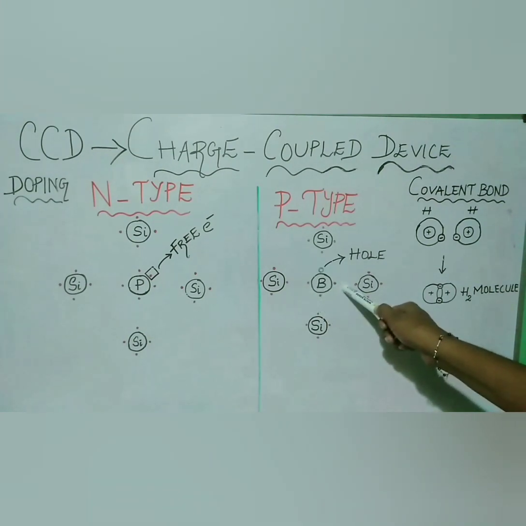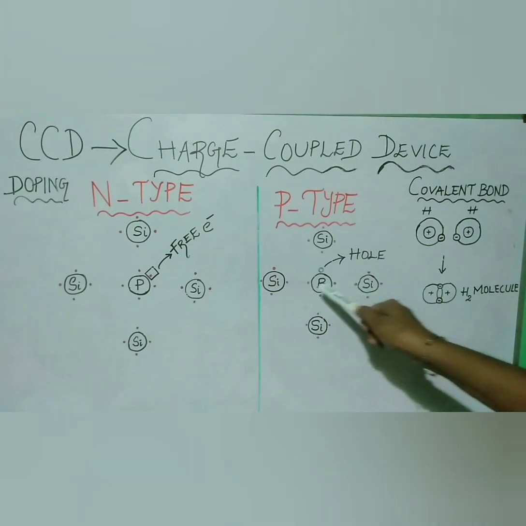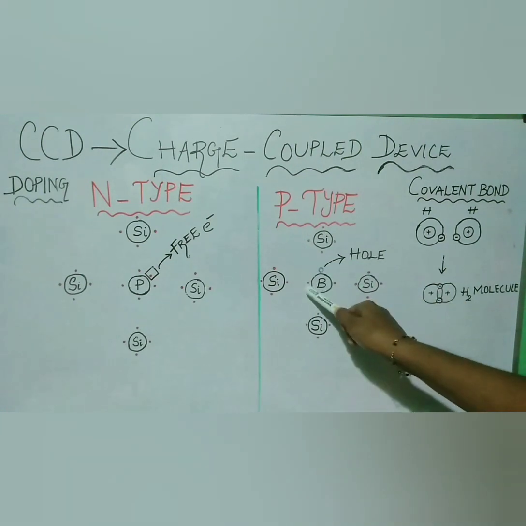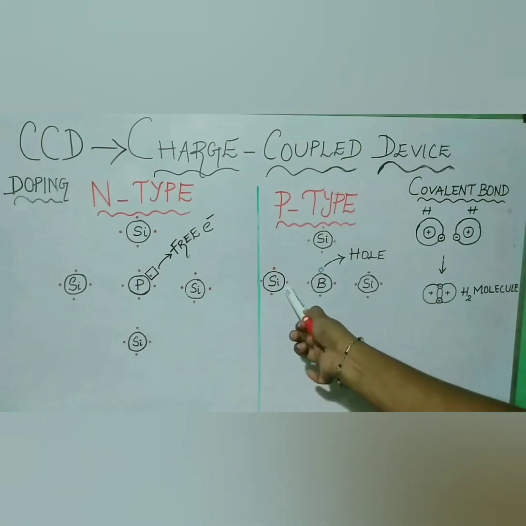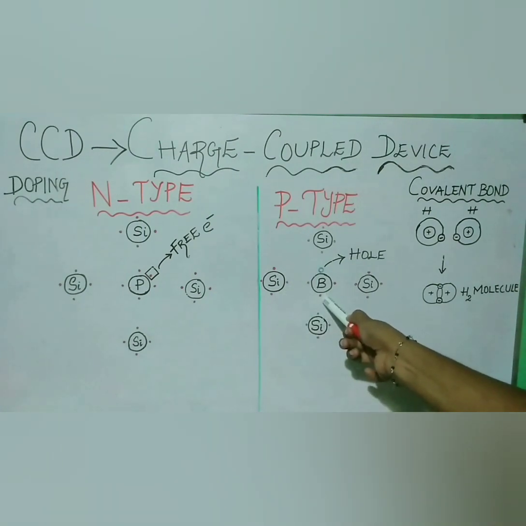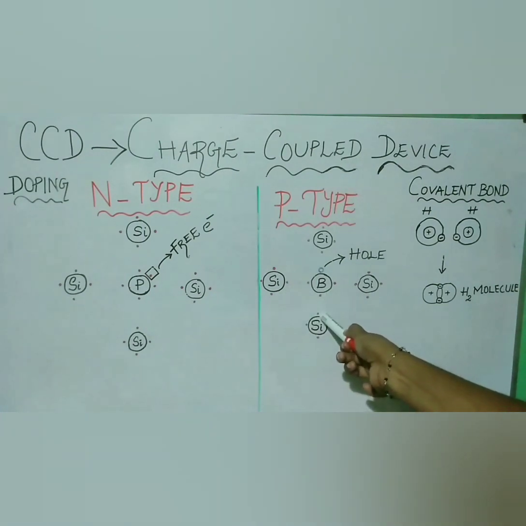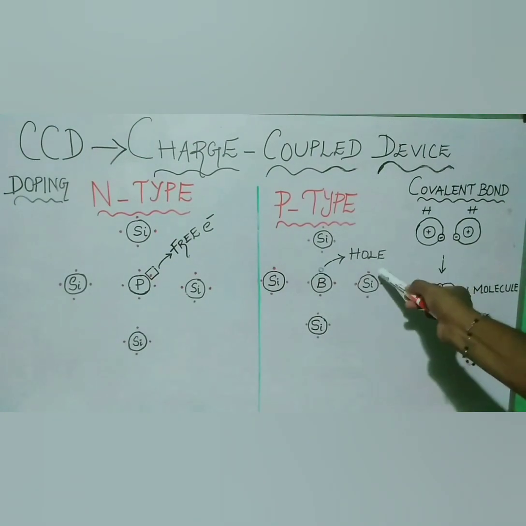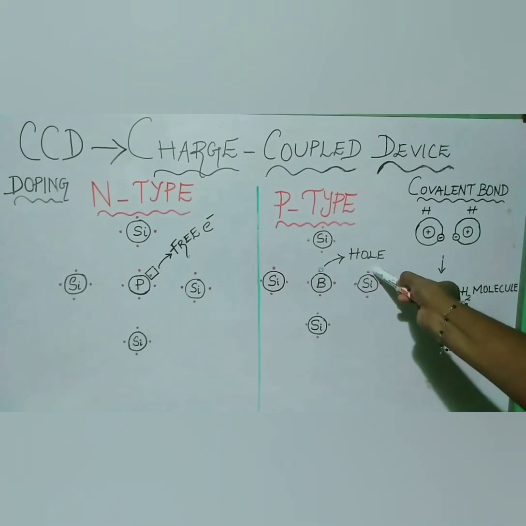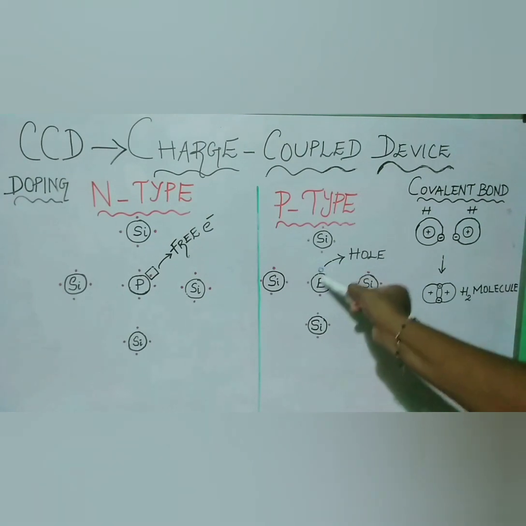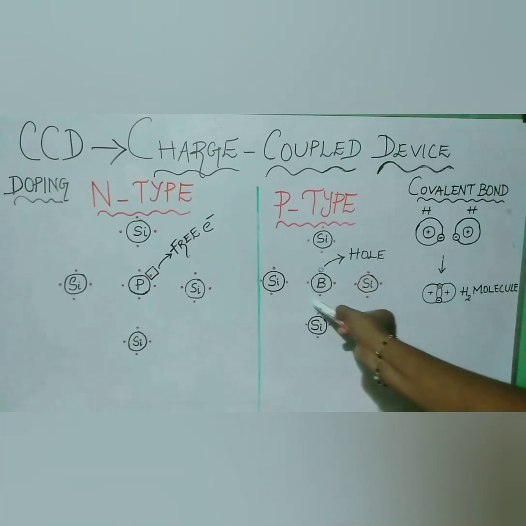When this impurity is added to pure silicon, the 3 valence electrons of the boron atom can form covalent bonds with the adjacent silicon atoms. So this valence electron can combine with this valence electron with the help of a covalent bond, and this one can form a covalent bond with this valence electron, and this can form a covalent bond with this valence electron. But the 4th valence electron of the silicon atom is unable to form a covalent bond with the adjacent boron atom because boron has only 3 valence electrons.